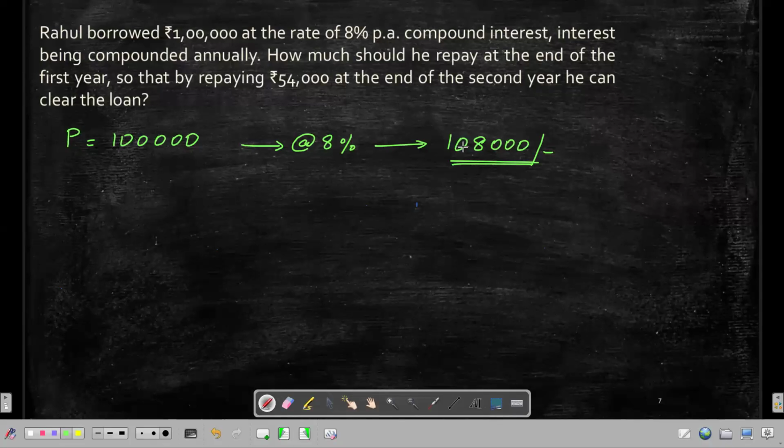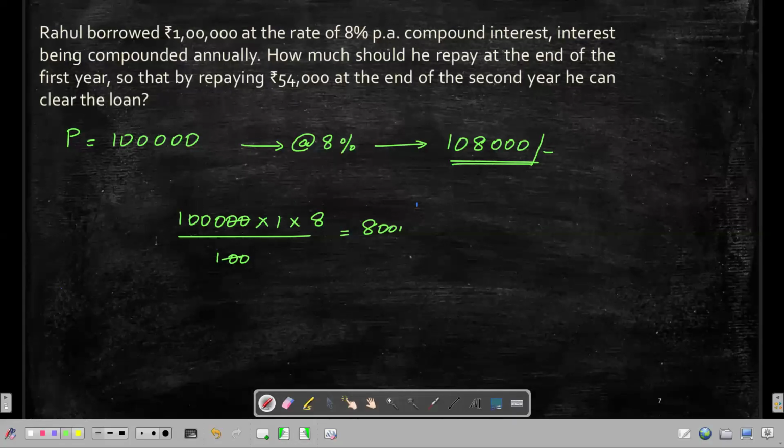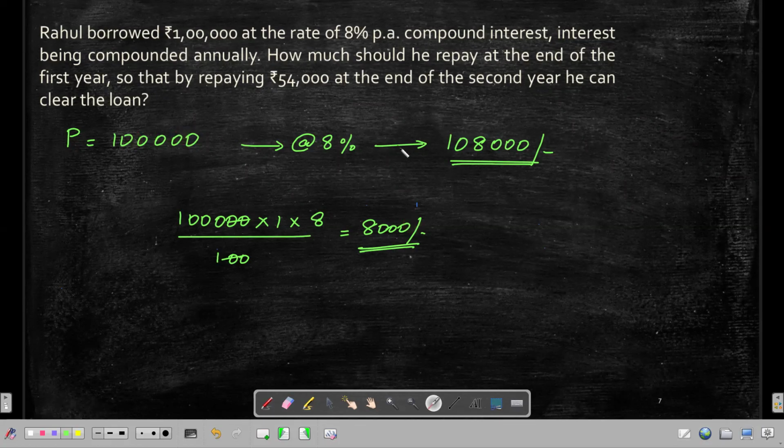How did I get 1,08,000? Because the principal amount is 1 lakh, and you are considering 1 year at 8%. So 1 lakh times number of years times rate of interest by 100 amounts to 8,000 rupees. Even though he has borrowed 1 lakh rupees, considering 8% per annum interest, he has to pay 8,000 rupees at the end of the first year as interest. Got my point? So that money grows and becomes 1,08,000 at the end of the first year.